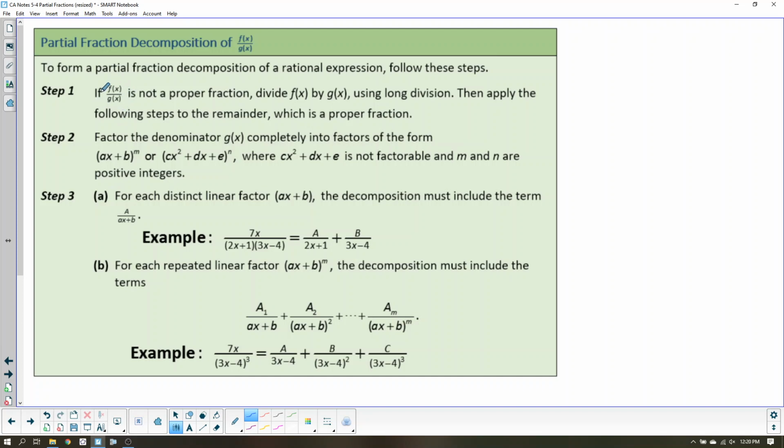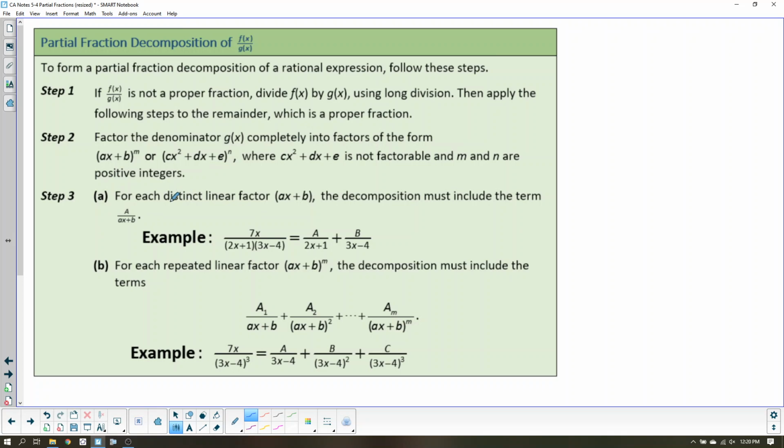So if this was a proper fraction, what it really means is just factor g. When you factor g, you should be able to express it completely as a product of linear factors, meaning things that look like this, or irreducible quadratic factors. So irreducible quadratic factors are just ones that can't be factored over the integers. And you may have repeated factors.